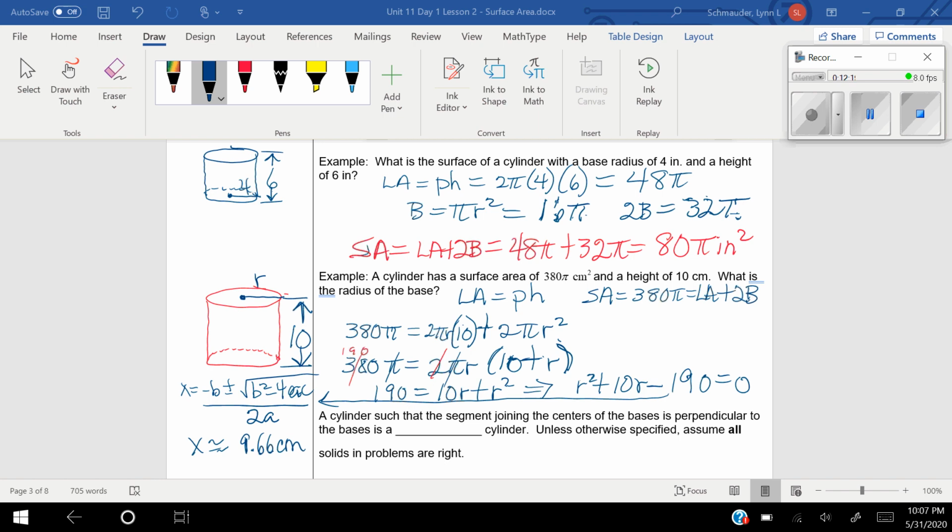But anyway, they give us the surface area, 380 pi. So I plug that into the formula. Surface area is lateral area plus 2b. All right, and then I know the lateral area. I had to come over here. The lateral area is the perimeter, which is right here. Here's the perimeter.